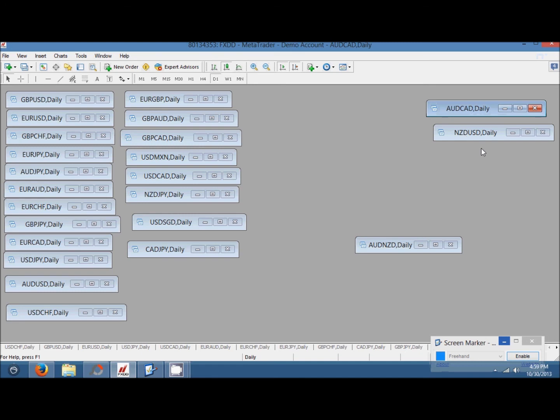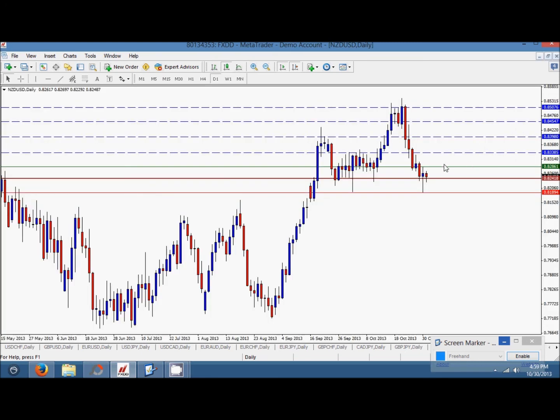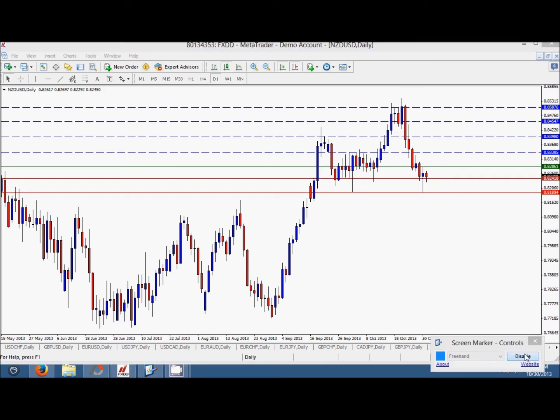Now if we go to the New Zealand dollar, US dollar daily chart, now I entered this trade today. Actually, I set my buy stop today, so this trade actually has not been entered yet. But as you can see, my entry is right here, my stop loss down here at the bottom of the wick, and currently prices are right here, which is what I would expect it to be doing.